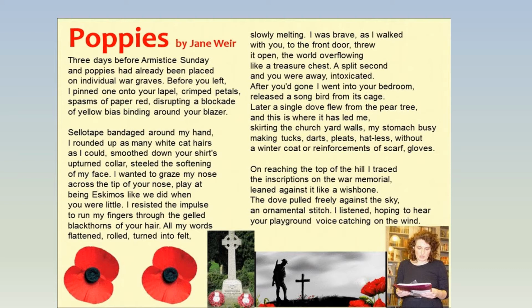She describes leaning on it like a wishbone. And again, that simile perhaps represents this mother's love for her son and desire to see him safe at home and protected. Once again, we've got the idea of the dove being seen, symbolic again of peace, or perhaps her idea of mourning, pulling freely against the sky, an ornamental stitch. This idea of freedom, perhaps something she wishes that her son had. And again, linking it to that textile imagery that is so important in the poet's own voice.